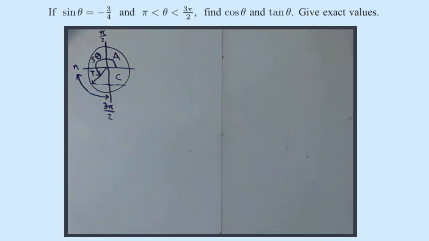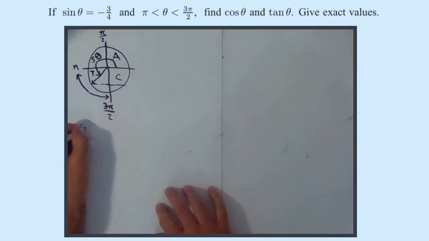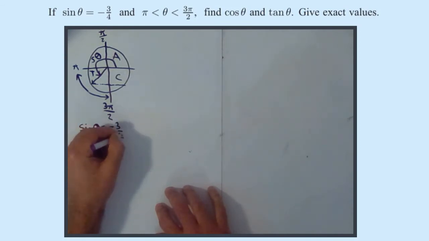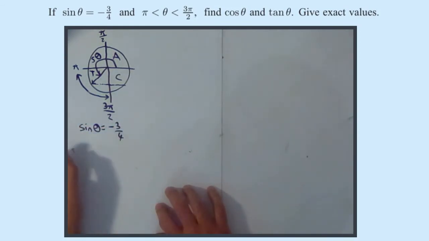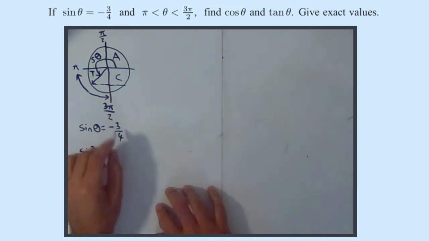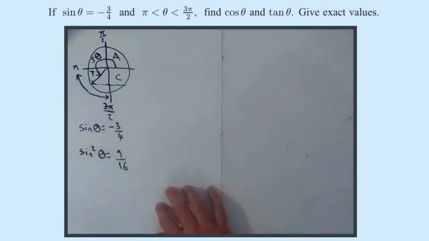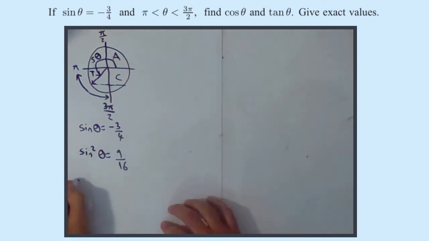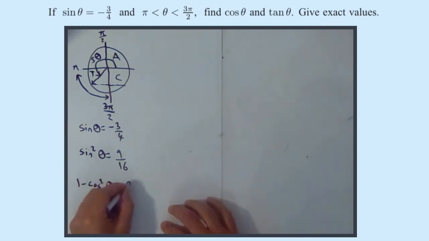Now we can go for the Pythagorean identity. So you know that sine theta equals minus 3/4, square both sides. That's how we're going to turn it into cos. So sine squared theta equals minus 3 squared over 4 squared, 9/16. Then we can swap the sine squared theta for a 1 minus cos squared theta equals 9/16.